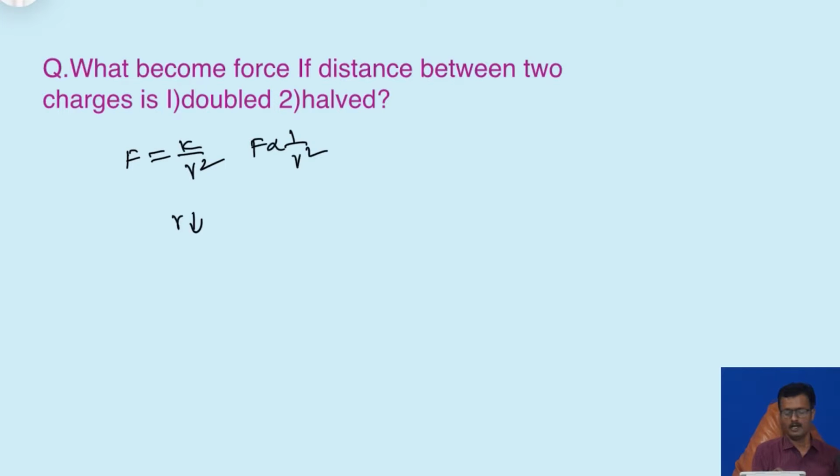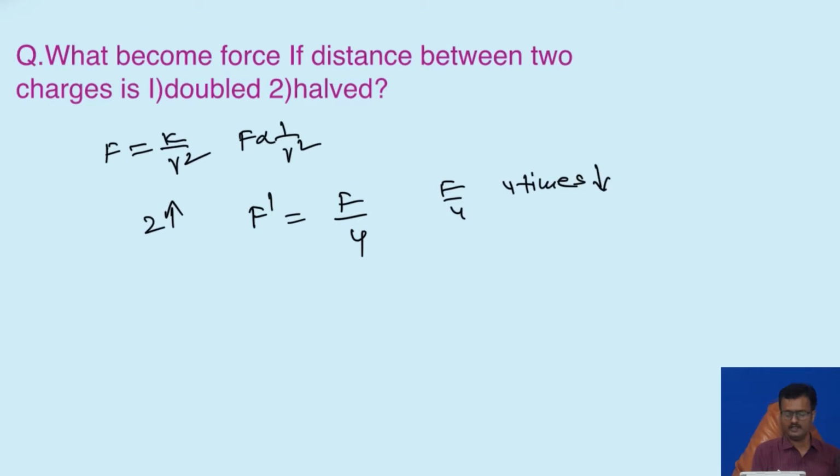If r is decreased by some times, then F is increased by the square of that times. Here r is increased by 2 times, then force is decreased by the square of that, that is 2 square, that is 4. Now the force becomes F by 4. That is, the force becomes 1 by 4 times, that is, force is decreased by 4 times. See here, another question.